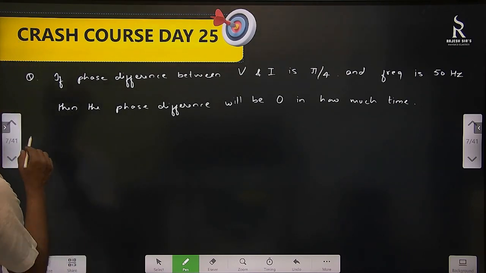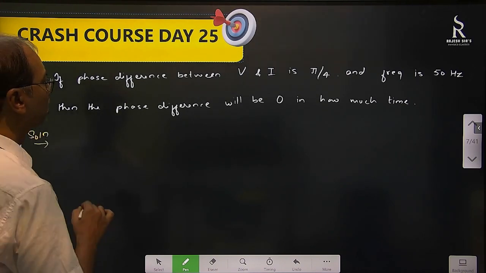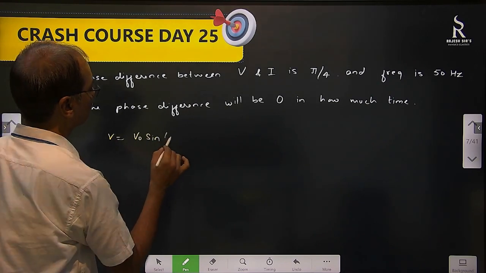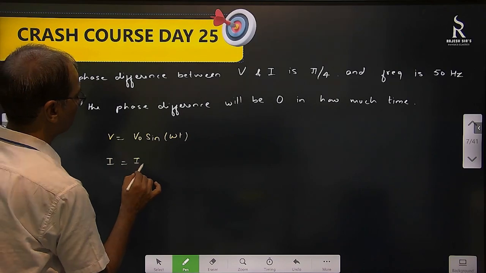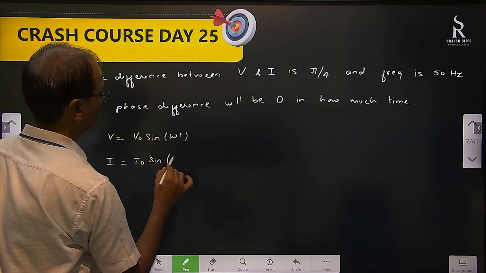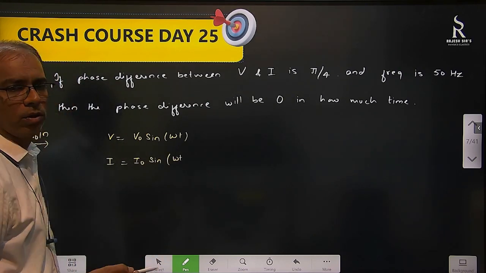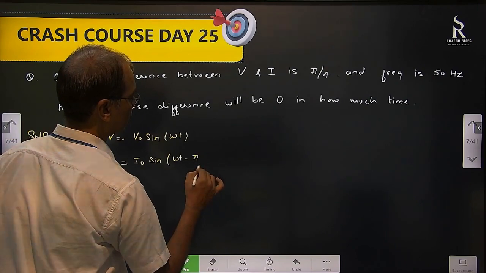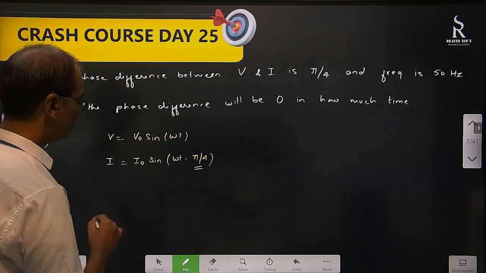So what to do? We'll say let's assume V equal to something like V naught sine omega t and I equal to I naught sine omega t minus pi by 4. You can write plus pi by 4 as well, that's your wish. So here phase difference is pi by 4. Okay.